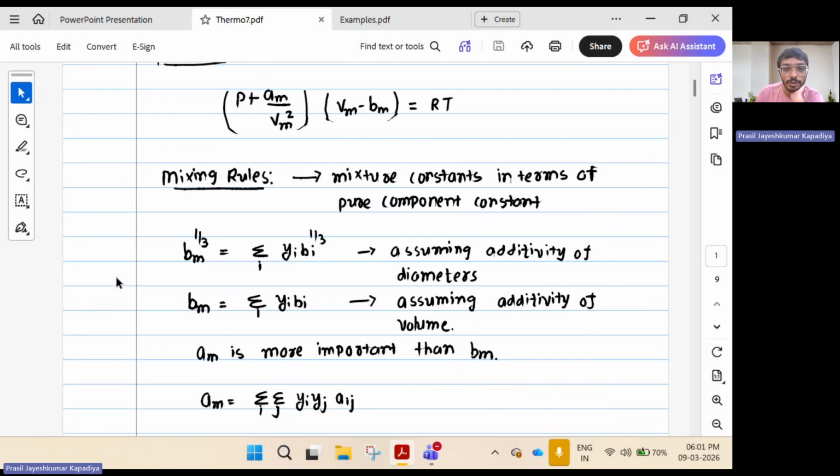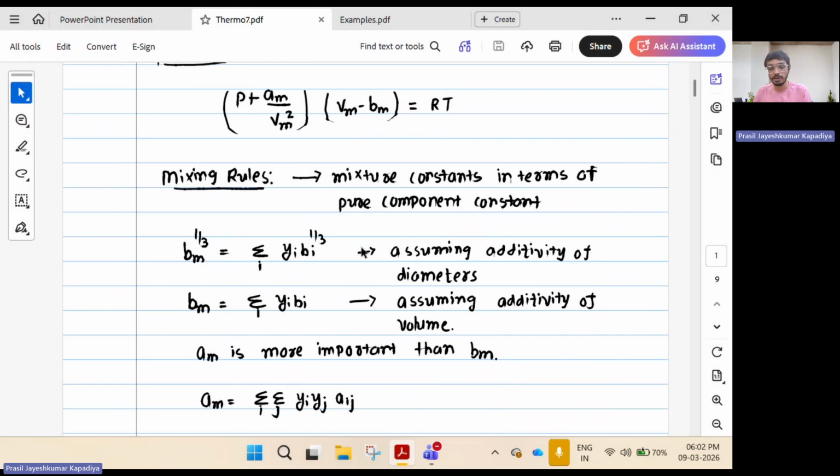So what is a mixing rule? A mixing rule expresses mixture constants in terms of pure component constants. So this b is basically the size, it describes the size of the molecule. When I'm dealing with a mixture, there are two ways to describe the mixture property b_m. One is b_m^(1/3) equal to the summation of y_i b_i^(1/3).